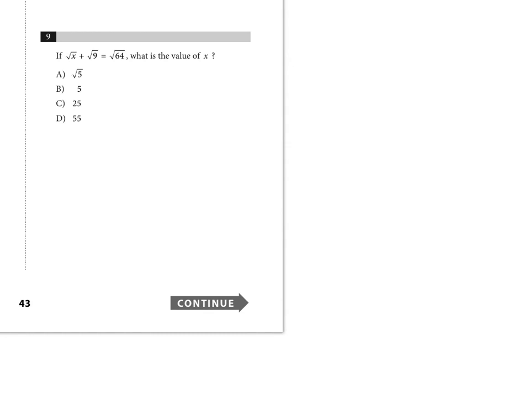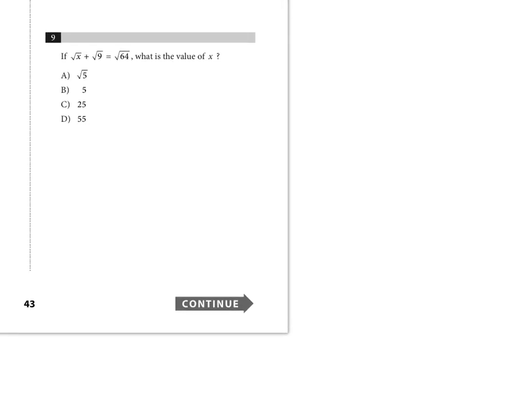Question 9, the square root of x plus the square root of 9 equals the square root of 64. Well, what they are basically looking for you to do is to rewrite it quickly as root x plus 3, because the square root of 9 is 3, equals root 64, which is 8. And that means then you subtract 3 from both sides, and you simply get the square root of x is equal to 5. And so we all know that the square root of 25 is equal to 5. So the answer is 25, C.